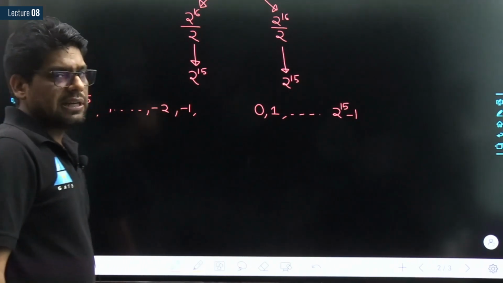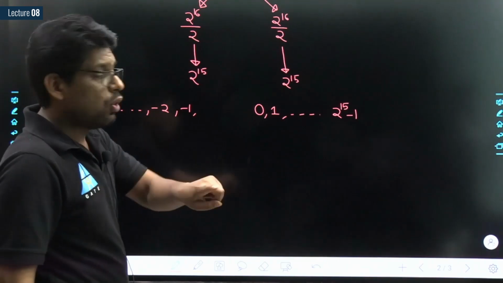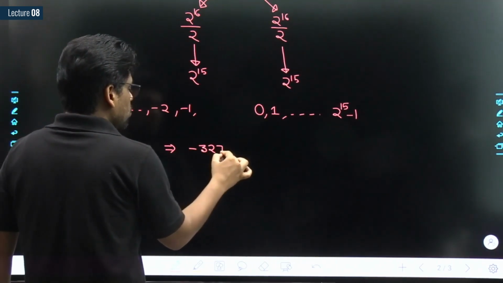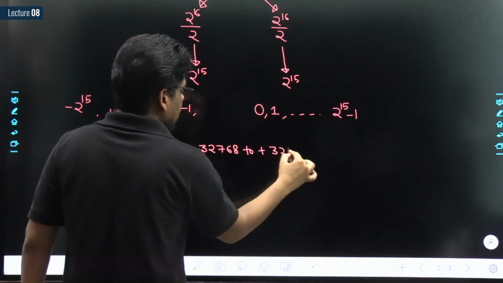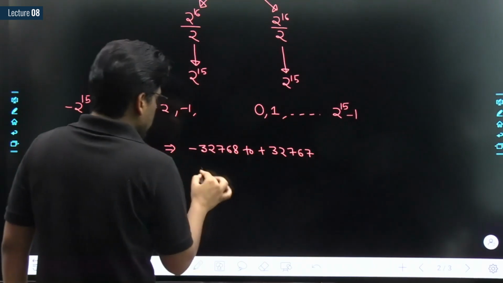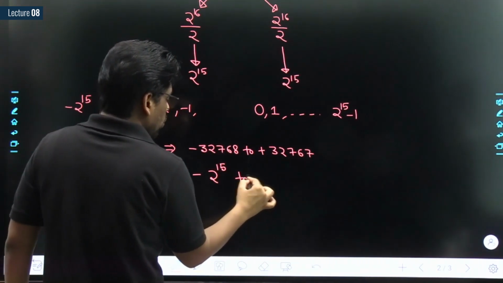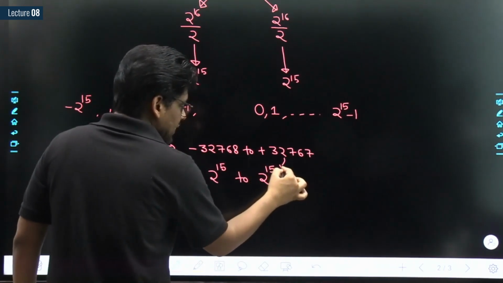So try to understand. If I ask you what is the range of signed short integer? It is nothing but -32768 to +32767, or you can say -2 to the power 15 to 2 to the power 15 - 1. This number is 1 less than this.